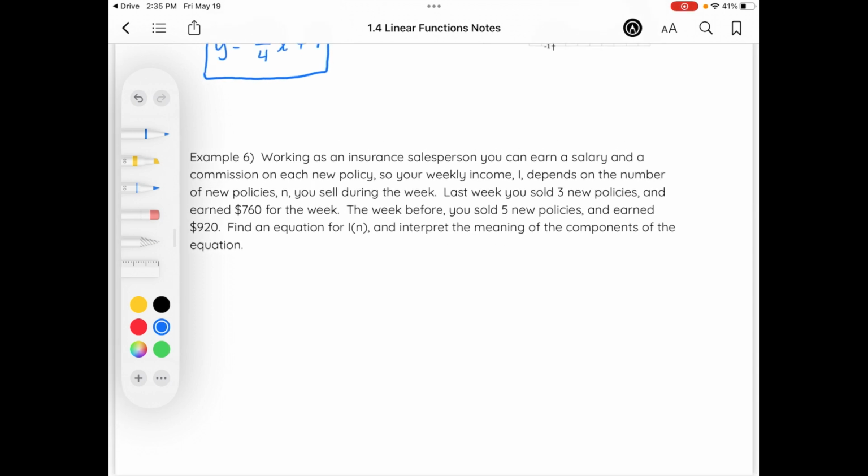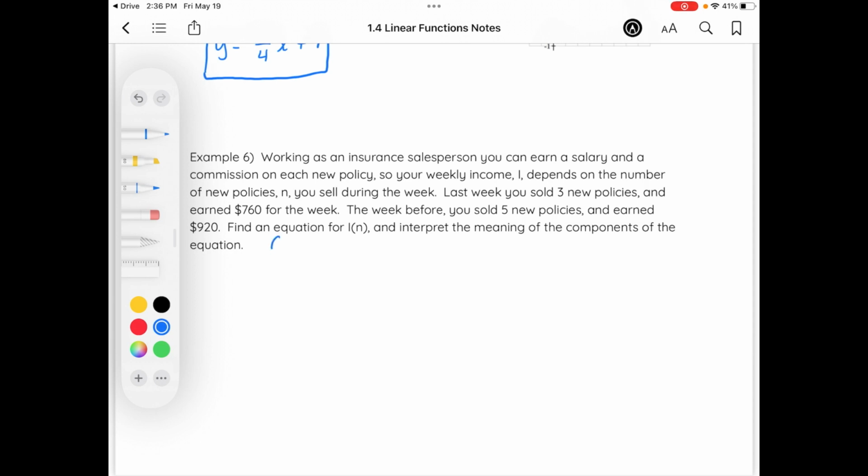Working as an insurance salesperson, you can earn a salary and a commission on each new policy. So your weekly income depends on the number of new policies that you sell during the week. Last week you sold 3 new policies, so you earned $760. The week before you sold 5 new policies and earned $920. Find an equation I of n and interpret the meaning for the components of the equation.